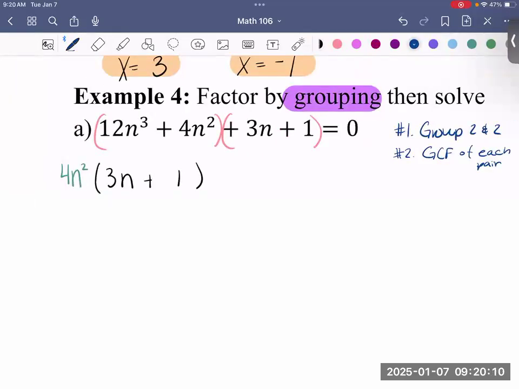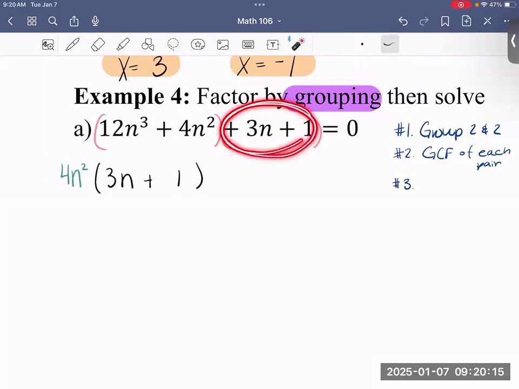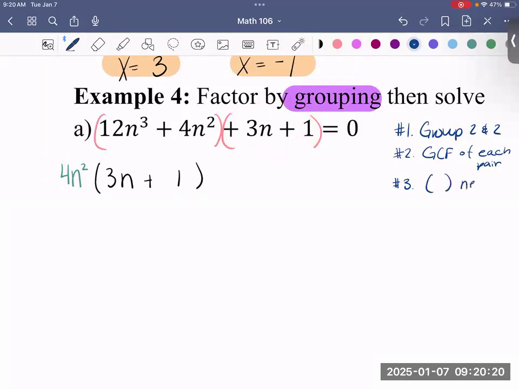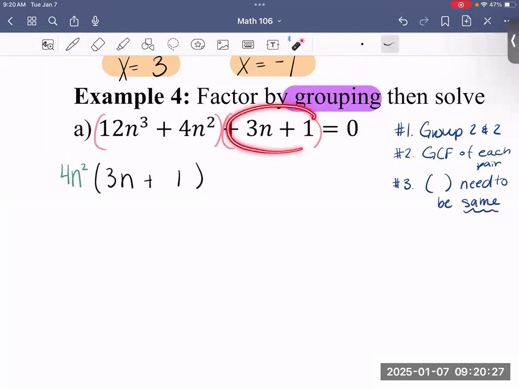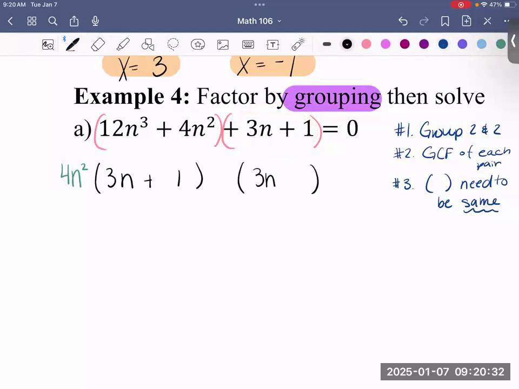Now, what we need to make sure is that on your next parentheses, when you go ahead and do your GCF here, we need to make sure that your parentheses are the exact same. So when you look at this one, right, what would you pull out if we already have 3n plus 1? And I'll set that to 0. What on earth can you pull out? Well, they don't have anything in common other than a what? They only have a 1 in common.